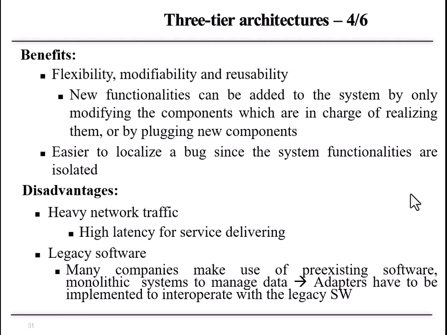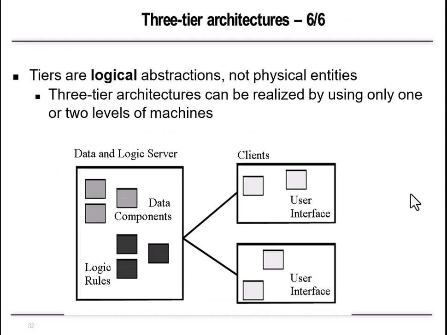But the disadvantages are heavy traffic and legacy software. Many companies make use of pre-existing monolithic software systems to manage the data. Adapters have to be implemented to interoperate with the legacy software. You can see this is a 3-tier architecture: client user interfaces, and data and logic servers. So this was all about the distributed architecture.